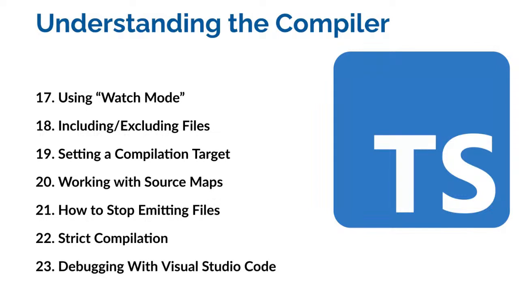And so we're going to start out using watch mode. Then I'm going to show you how to include and exclude files from your compiler. I'm going to show you how to set a compilation target. Then I'm going to show you how to work with source maps. Then we will go over how to stop emitting files, how to use strict mode, and then we're going to show you how to debug with Visual Studio Code.